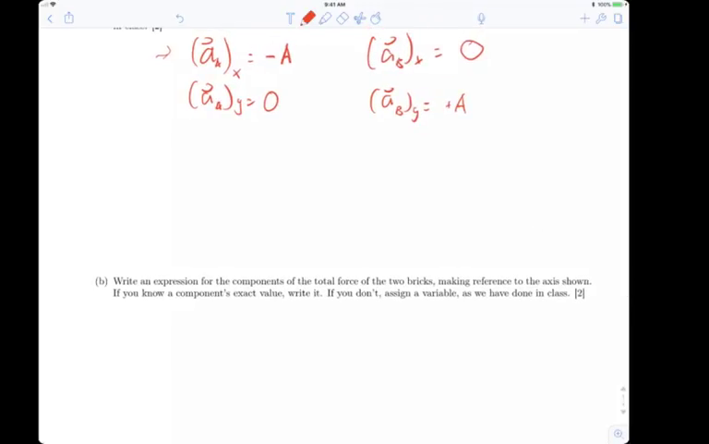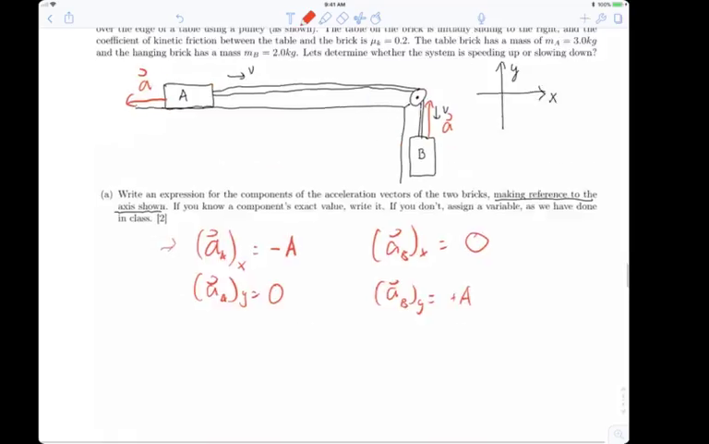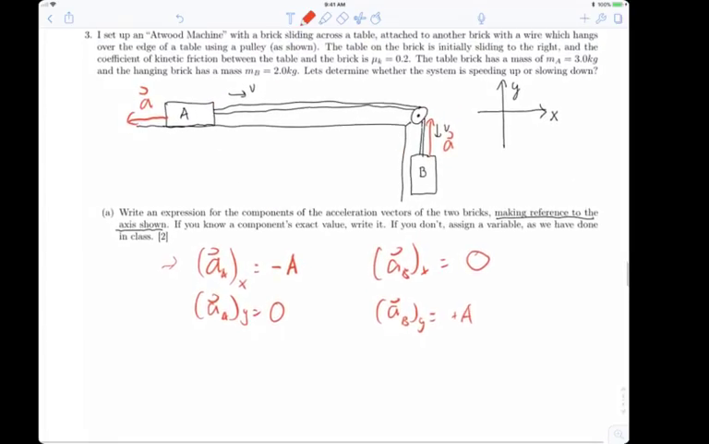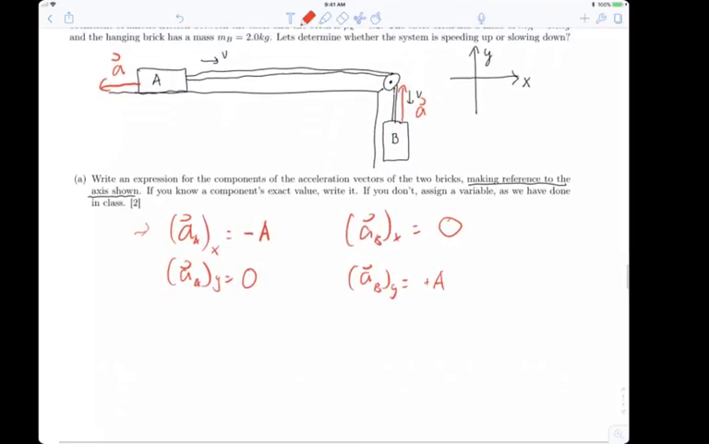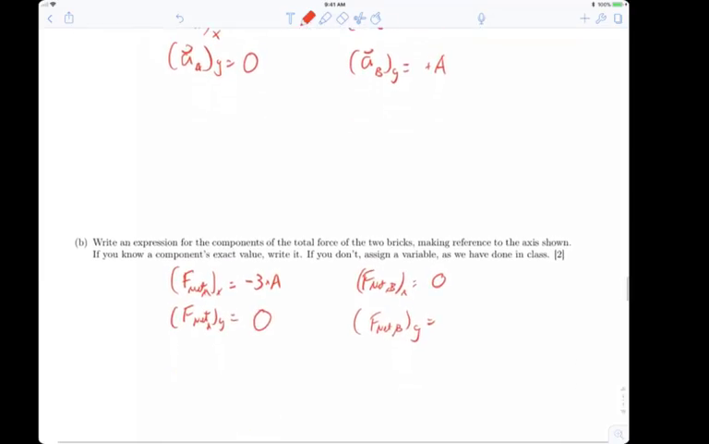Net force. So the first one's mass is 3 and the other one's 2. So it's minus 3a. It's a. All right, so this is 0. F net. Y direction, that's plus 2a, right? Yeah.